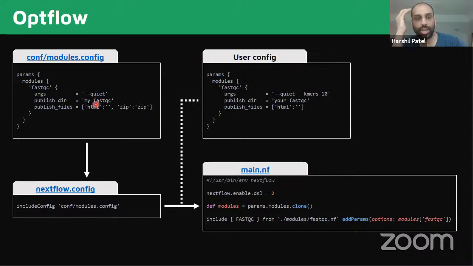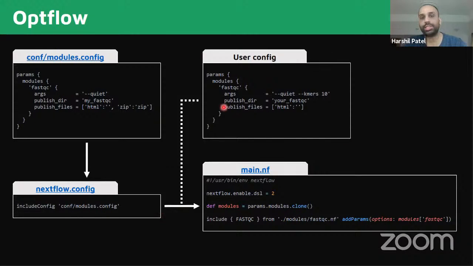I've said publish it here, and in terms of the files that I want to publish, publish anything with a HTML extension in the top level directory of my fastqc. Anything with a zip extension, publish it in a zip directory. So it's quite simplistic in the way that it works. Now, this modules.config is then typically loaded in your Nextflow config, and then all of these parameters become available to the main script as a result of this loading.